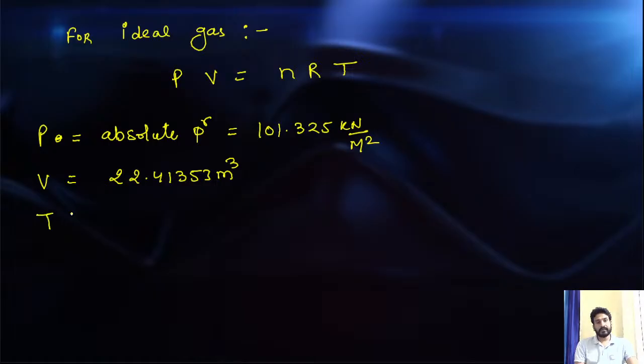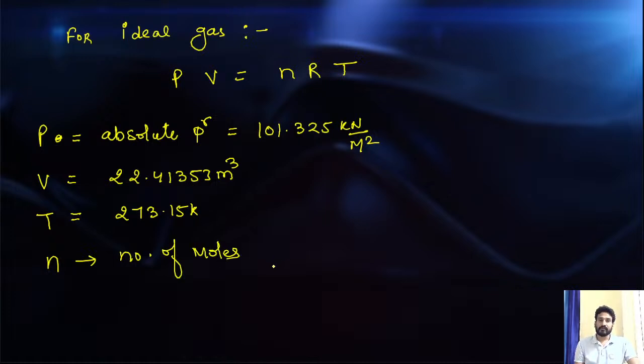And what is the temperature? Temperature is 273.15 Kelvin. There is no need to remember all these values. If you want to remember, then remember up to two digits. That's it. What about n? n is my number of moles of the gas, and the unit of the number of moles is kg mole, kilogram mole.